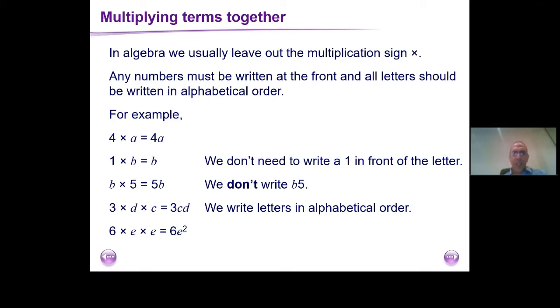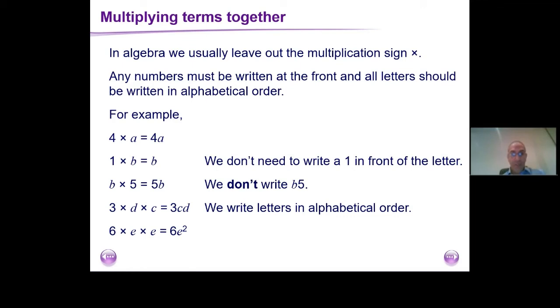So 4 times a, as we've explained, you write the number first and the letter second. So it'll be 4a. 1 times b, as we explained previously, you don't really need to write the number 1, you can just write it as b. Now 5 times b, or b times 5, again, it's going to be 5b. You don't usually write it as b5, although it's also correct.